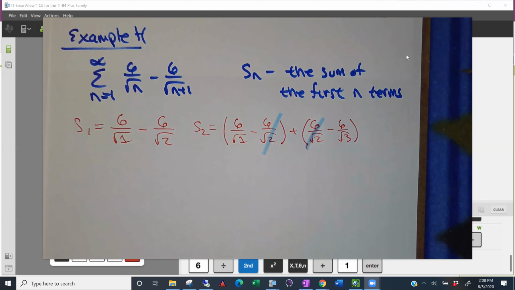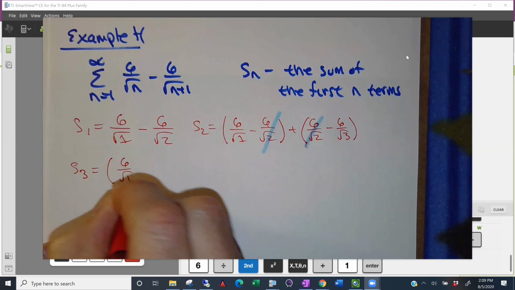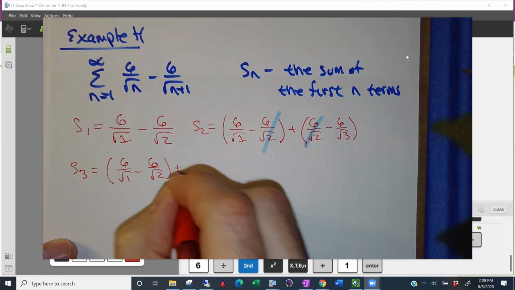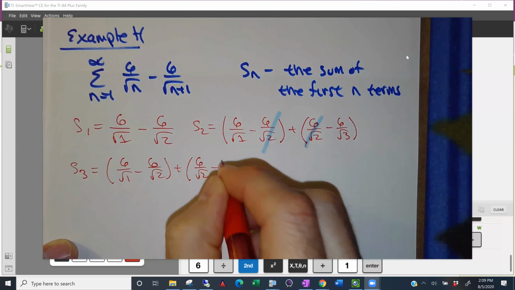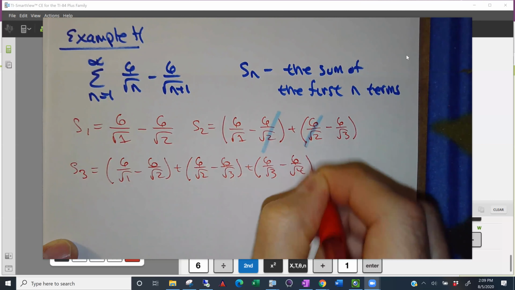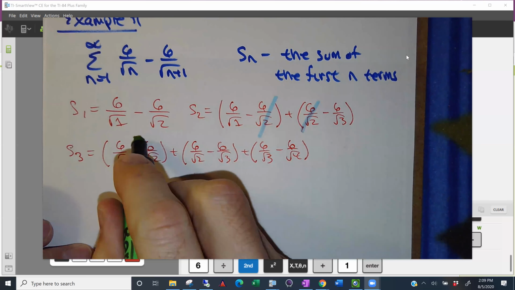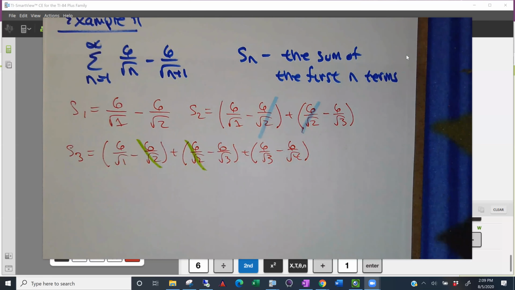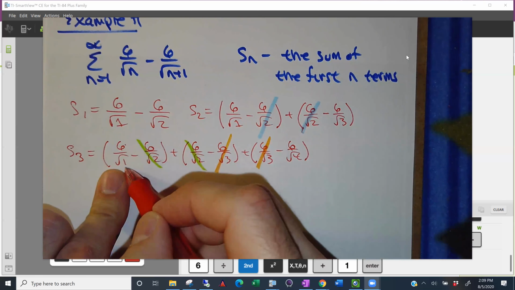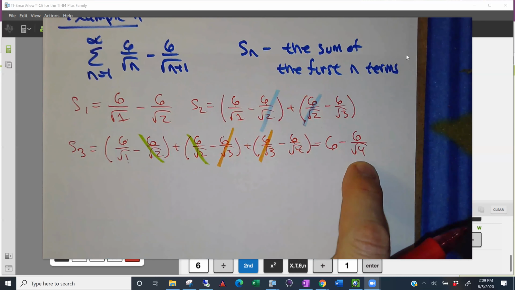Okay. Let's look at one more and then see if we can't spot the pattern. S sub 3: 6 over the square root of 1 minus 6 over the square root of 2, plus 6 over the square root of 2 minus 6 over the square root of 3, plus 6 over the square root of 3 minus 6 over the square root of 4. Now, before you start cranking out your calculator, let's see if we can't do some simplification. Kind of like the last one, those two disappear. But then these two disappear as well. And so what you're left with is 6 over the square root of 1, minus 6 over the square root of 4. And I know that simplifies, but I kind of want to leave it there.